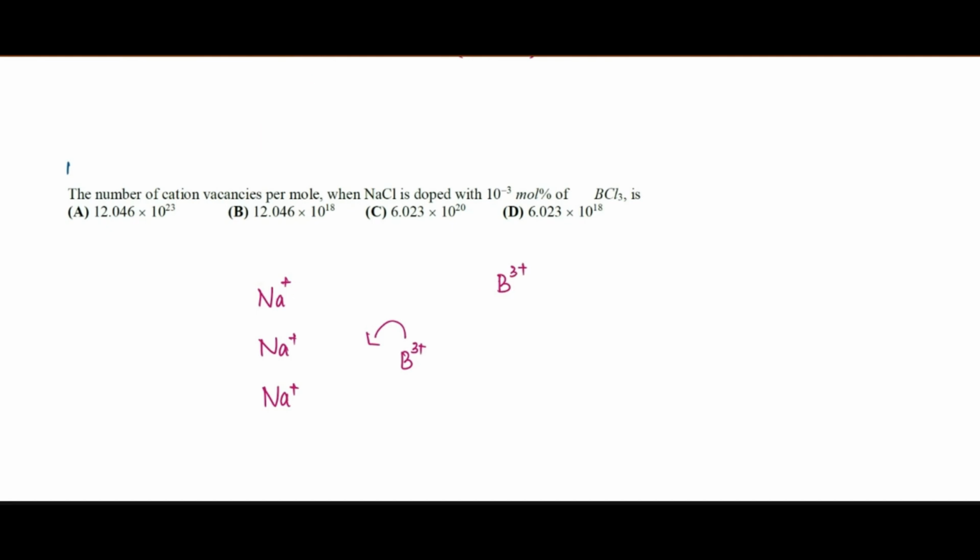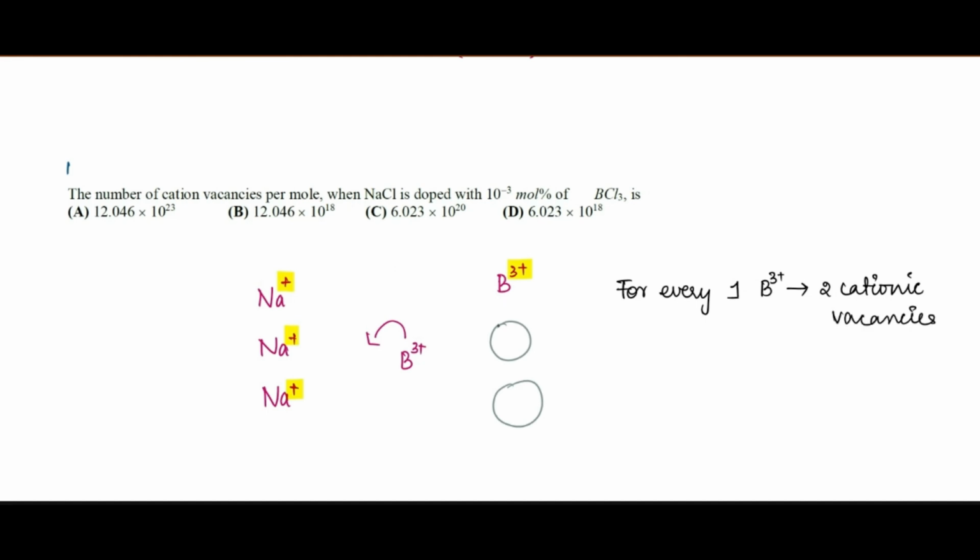Now you can see that the charges are neutralized 1, 2, 3. But 3 plus 1. No? As a result, there will be 2 vacancies. For every 1 B3 plus you add, you create 2 cationic vacancies. ശരിയല്ലേ? ചാർജ് ന്യൂട്രലൈസേഷൻ വെച്ചിട്ട് നിങ്ങൾ 3 Na പ്ലസിനെ മാറ്റിയിട്ടാണ് ഒരു B3 പ്ലസിന് വരുന്നത്. You have 2 vacancies. സോ നിങ്ങൾ ഇവിടെ ആഡ് ചെയ്യുന്നത് എത്രയാണെന്ന് നോക്കൂ.